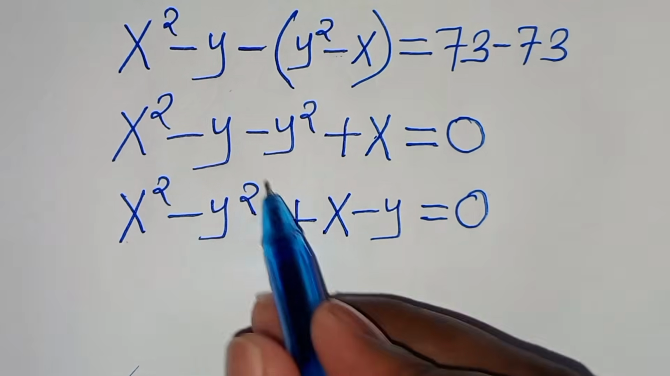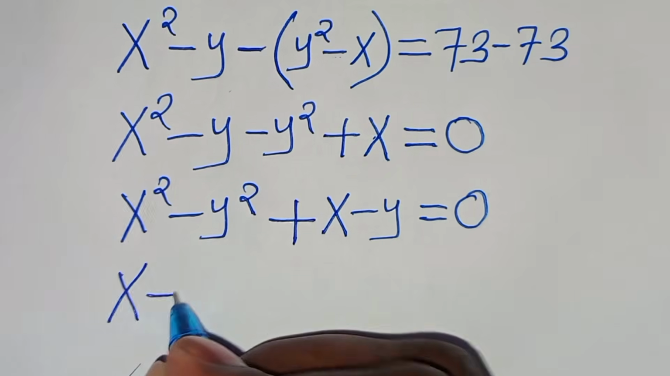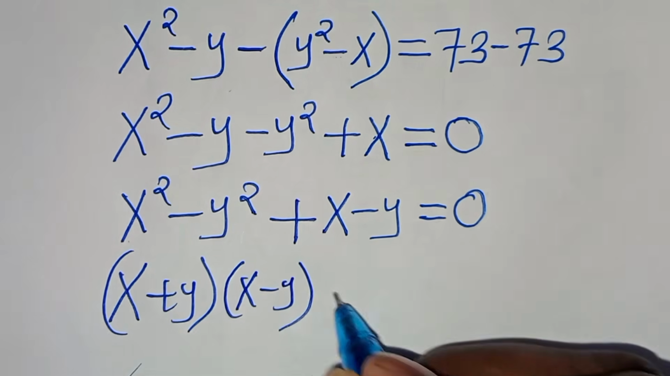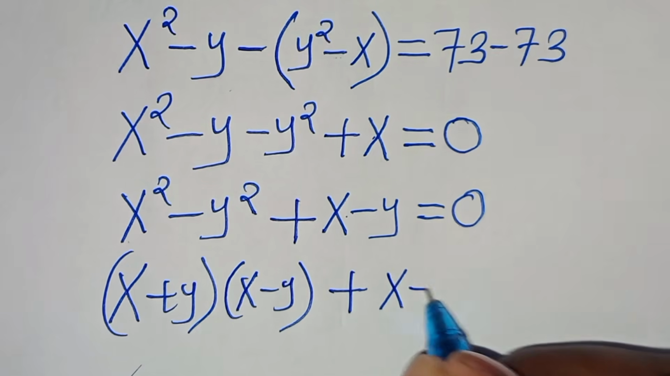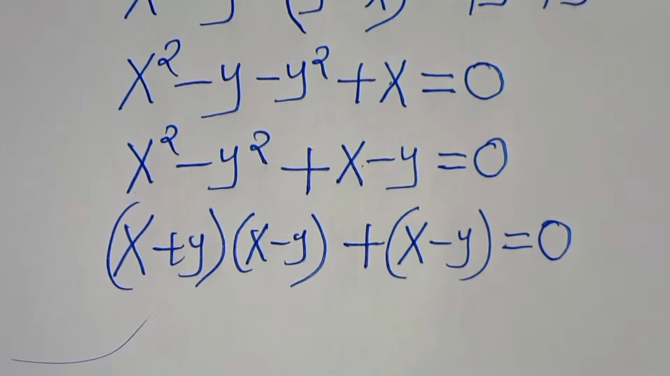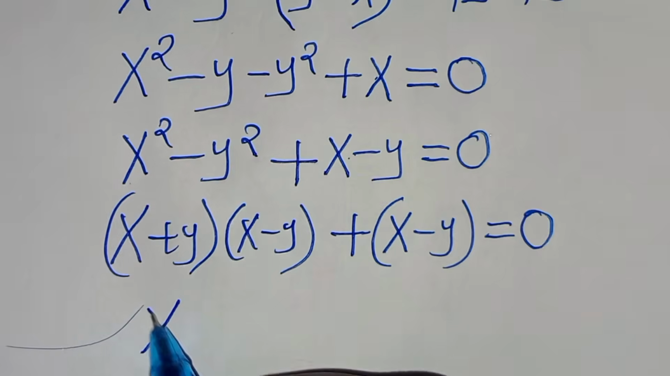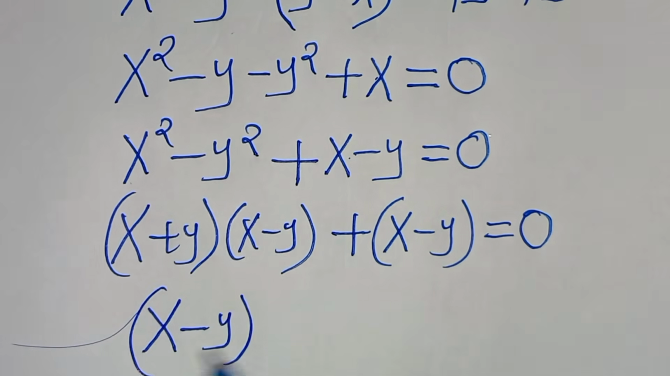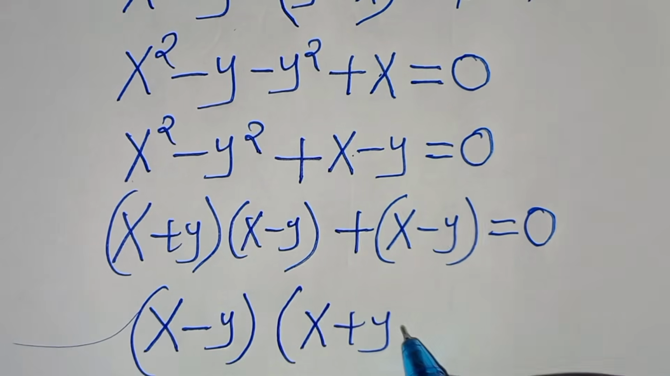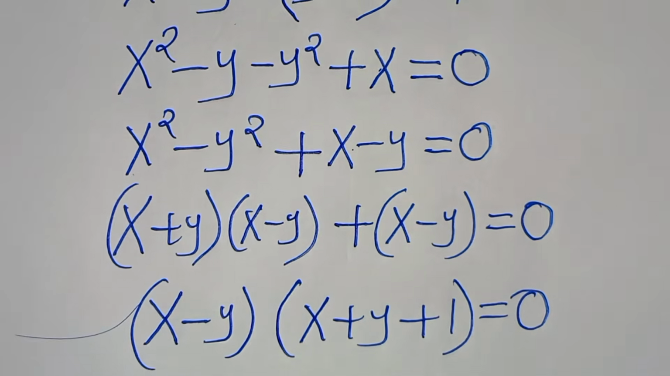So x squared minus y squared, this is the difference of two perfect squares that we can express as x plus y multiplied by x minus y, then plus x, subtract y. This is equal to 0. If we check here, x minus y is common, so we can factor out x minus y into the parentheses. This is x plus y, then plus 1. This is equal to 0.